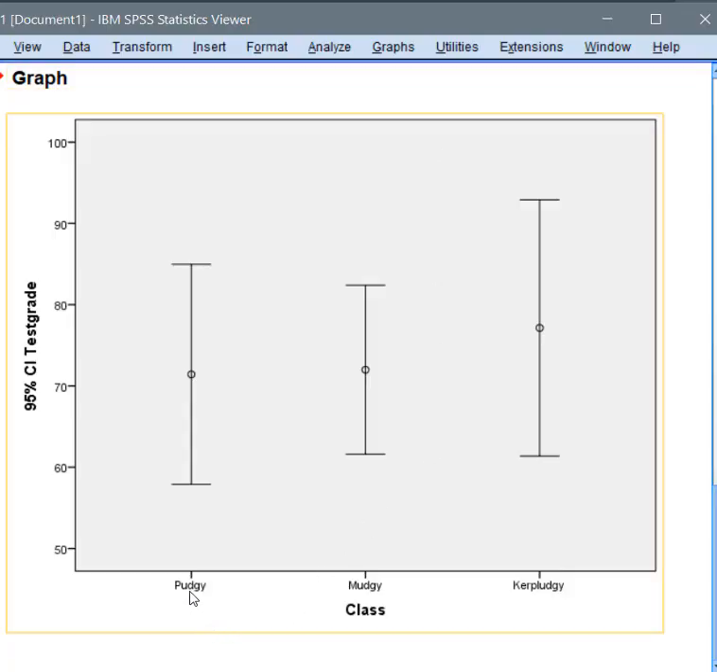So I have the three different professors, Pudgy, Mudgy, and Kerpludgy, and the circle shows the mean, the average test score over here. Whoops, I just realized I made a mistake. So I'm going to show you how easy it is to fix it. So this is a confidence interval. I don't think I set it for standard deviation. Let's go back and check.